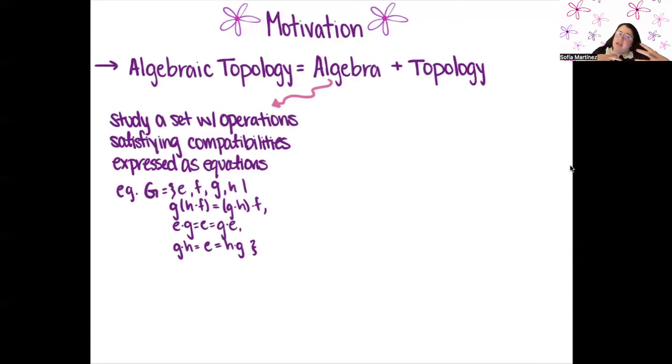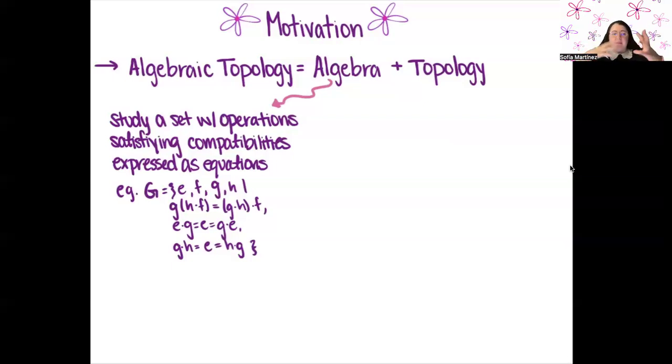It's an area of study which deals with sets which have operations satisfying certain compatibilities that are really expressed as equations, right? So here I've described for you a set, G, with elements E, F, G, and H, such that they satisfy certain compatibilities. The first one loosely resembles something called associativity. The second one loosely resembles the idea of having an identity element. And the last one, something that resembles having an inverse. And this is the way I like to think of algebra more generally.